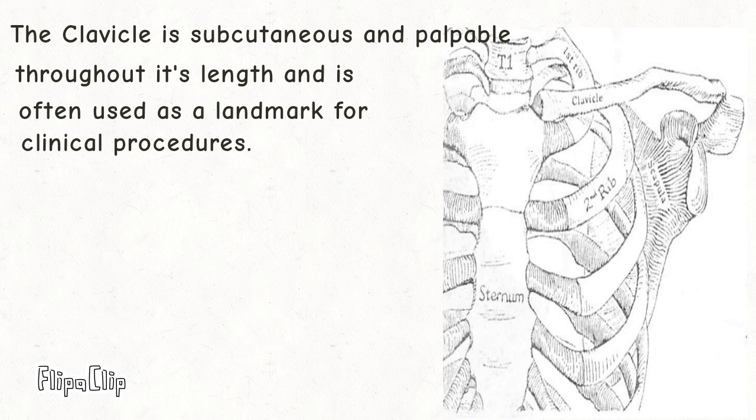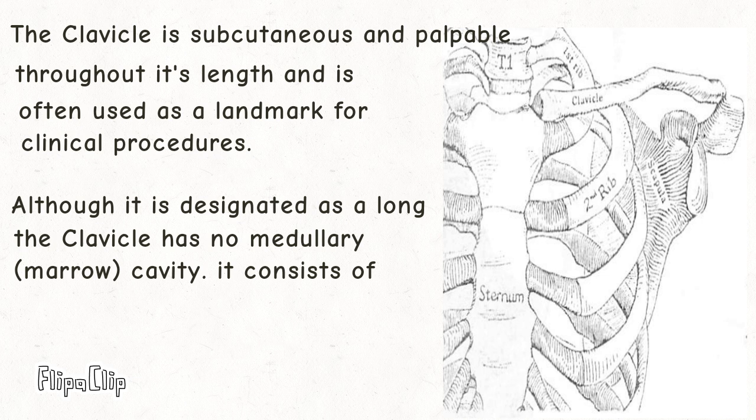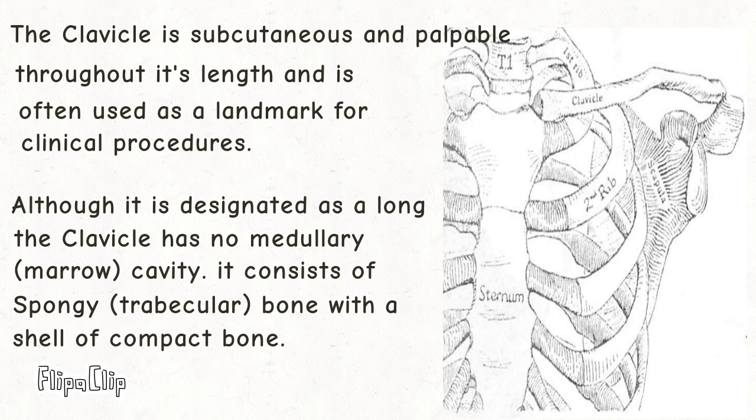The clavicle is subcutaneous and palpable throughout its length and is often used as a landmark for clinical procedures. Although it is designated as a long bone, the clavicle has no medullary marrow cavity, and it consists of spongy trabecular bone with a shell of compact bone.